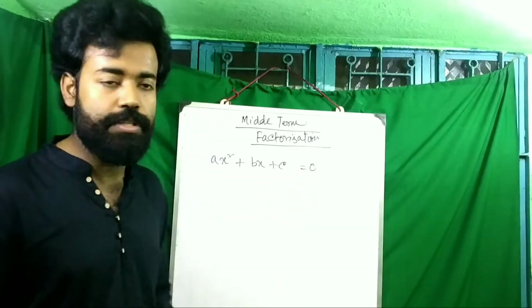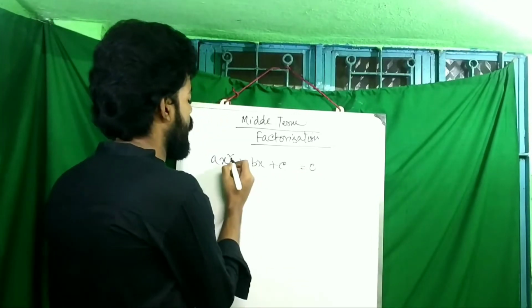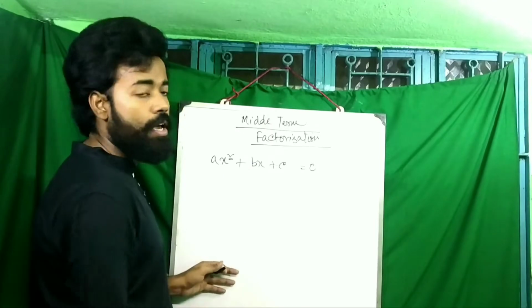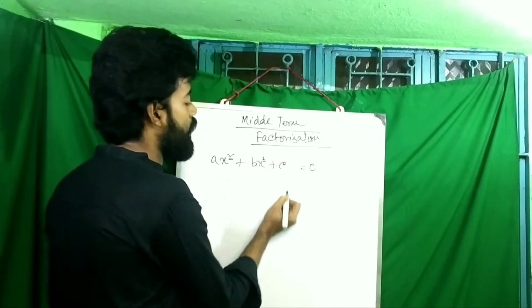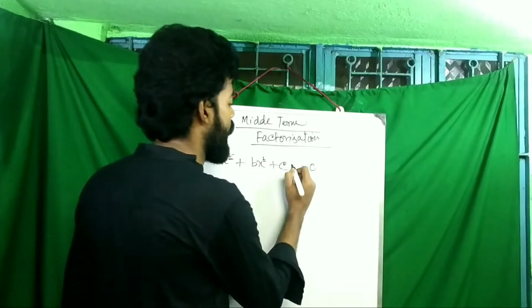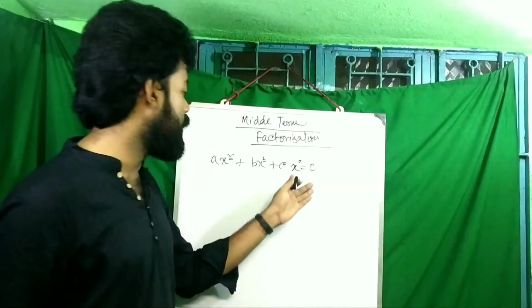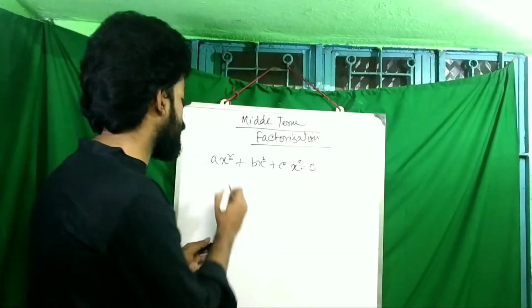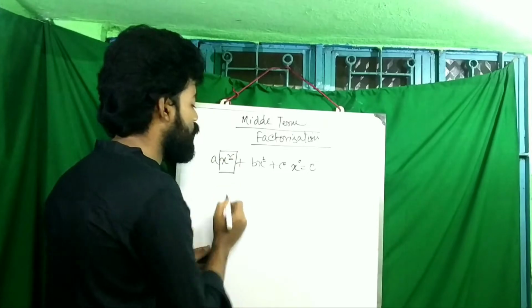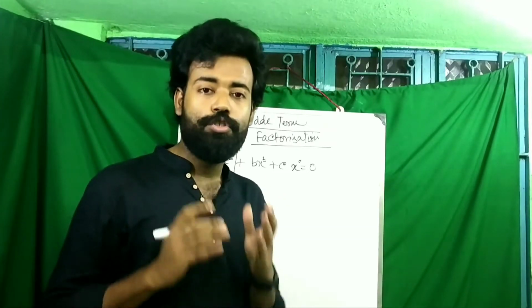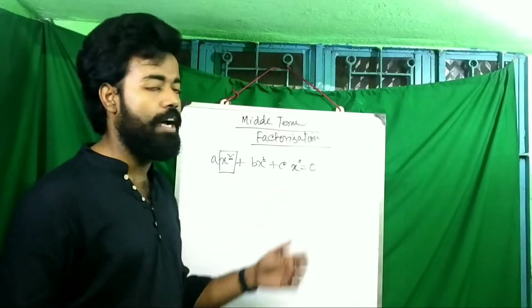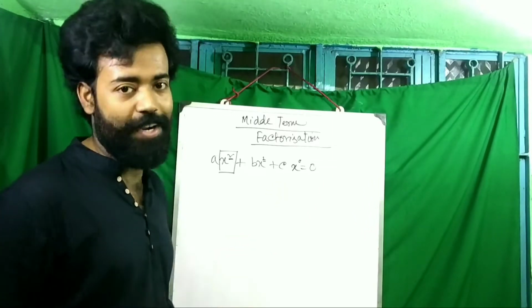Now see, this is the equation. Here the highest power of x is 2. Here we don't have any power, it means 1, and here we don't have anything, so we can write this as x to the power 0. So what is the highest power of x in this equation? This is x to the power 2. Since the highest power is 2, this kind of equation we name as quadratic equation.